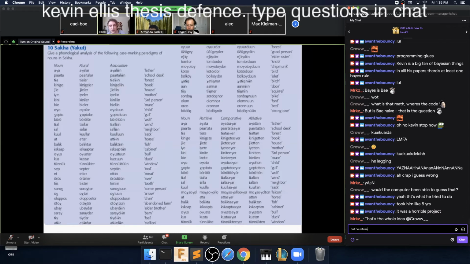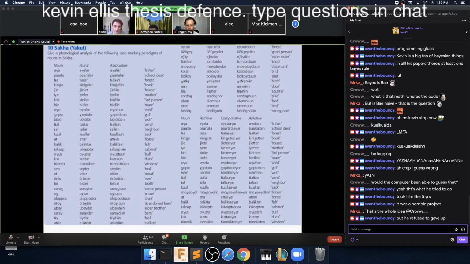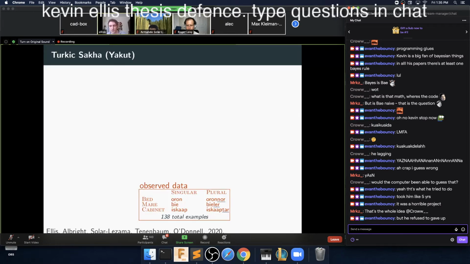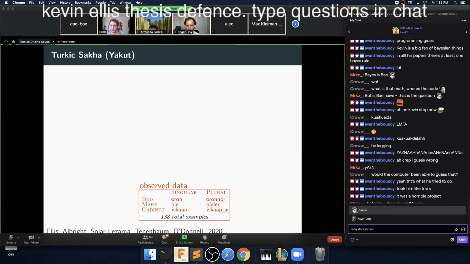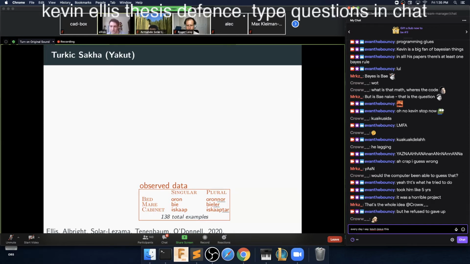So here's about 100 odd words from a language that's related to Turkish. And I'm going to zoom in on a few words just in singular and plural form. So the word for bed is oron, and plural is oronlar. The word for mare is ba, and plural is baler. The word for cabin is iskap, and plural is iskaptar.